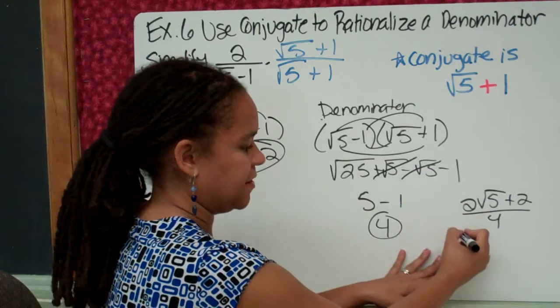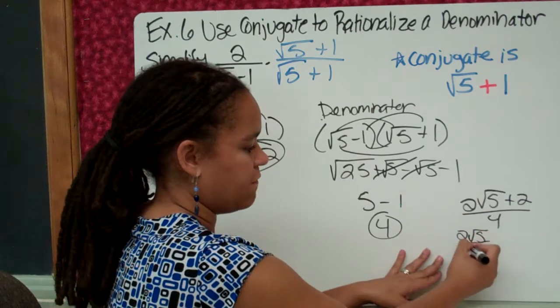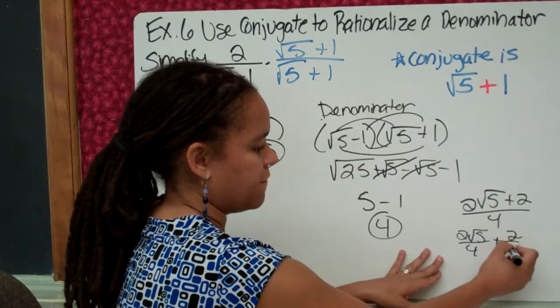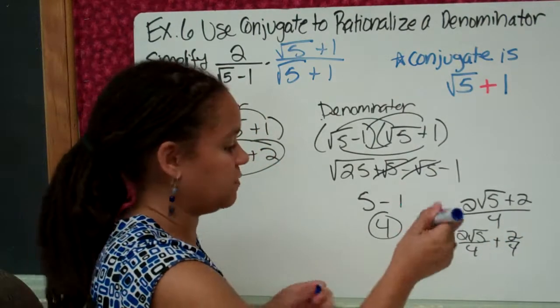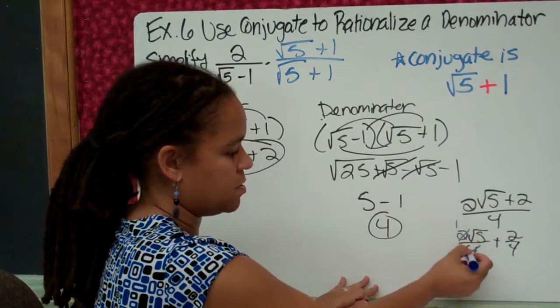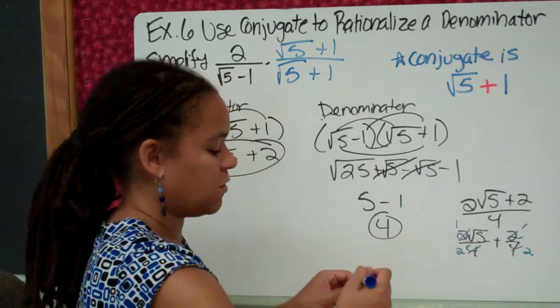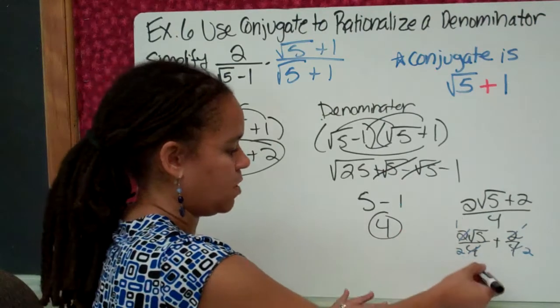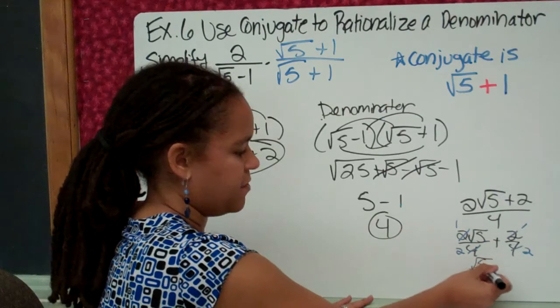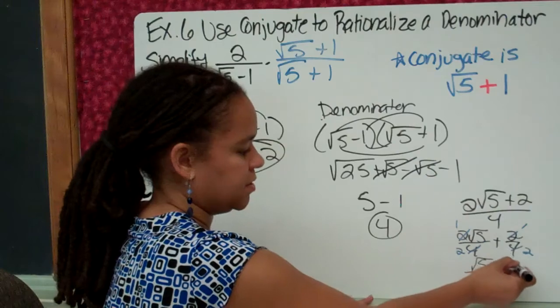And I would simplify this: 2 radical 5 over 4 plus 2 over 4. And of course we can reduce the fractions. That becomes a 1, that becomes a 2, a 1, a 2. So your final simplified answer is radical 5 over 2 plus 1/2.